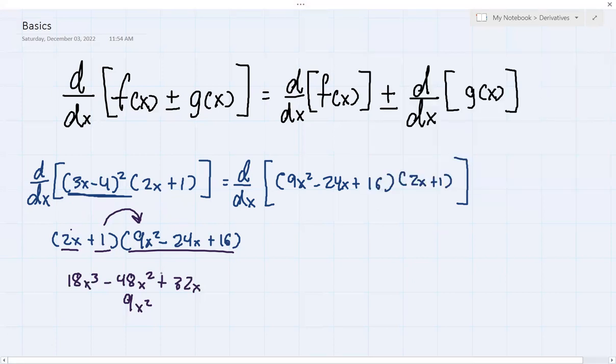Yun. So 9x squared. Okay. Next, 1 times negative 24x. So magiging negative 24x to. The next, 1 times 16. Meron tayong plus 16. Ayan. Now, let's add them together.